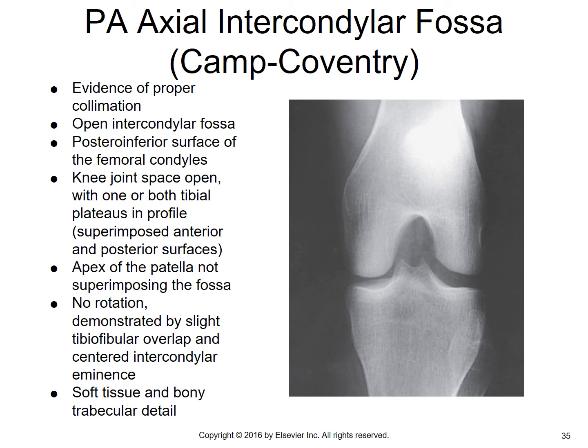For the Camp-Coventry method, also one of your tunnel views, once again, evidence of proper collimation, open intercondylar fossa, posterior inferior surfaces of the femoral condyles are seen. The knee joint space is open with one or both tibial plateaus in profile. Apex of patella, once again, is not superimposing the fossa. There's no rotation. You're going to see that by demonstrating a slight tibiofibular overlap and centered intercondylar eminence. And then we want to see soft tissue and bony trabecular detail.